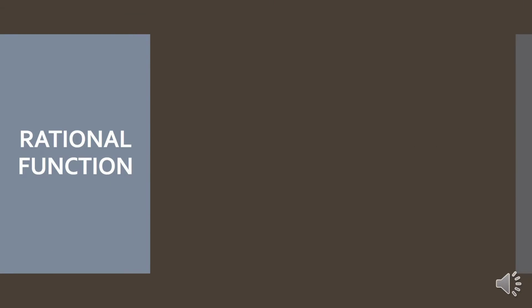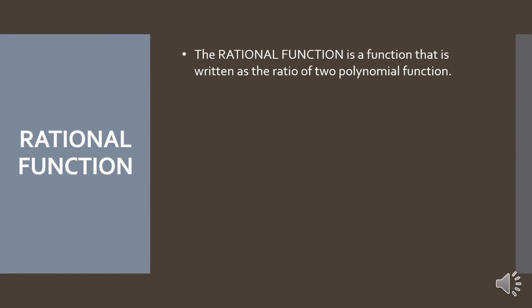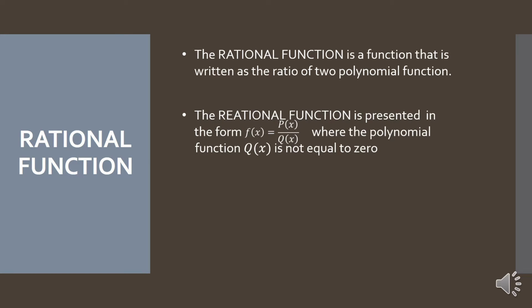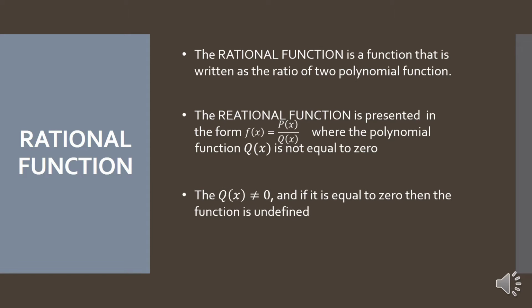What is a rational function? A rational function is a function that is written as the ratio of two polynomial functions. It is presented in the form f of x is equal to p of x divided by q of x, where the polynomial function q of x is not equal to 0, because if it is equal to 0, then the function is undefined.